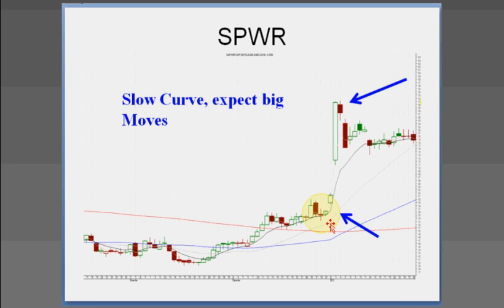And this is what we expect. We expect big moves. We also know that if a trade fails, it shouldn't come back to, it shouldn't close back below the T-line. So not only do we have setups that tell us when it's time to get in, we also have the same setups that tell us when they fail and get out and move on to the next one.